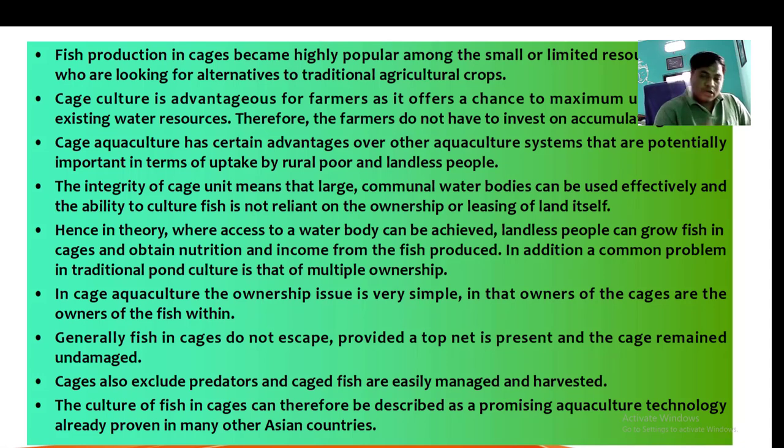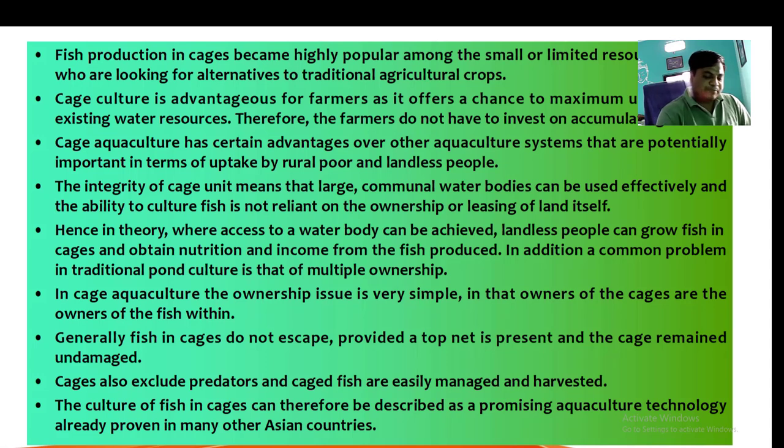You just have to monitor the cages. From when we install the cages till the harvesting, you have to monitor the cages, clean them, and just look after the particular cages until the fish is harvested. Then cages also exclude predators, and caged fish are easily managed and harvested.